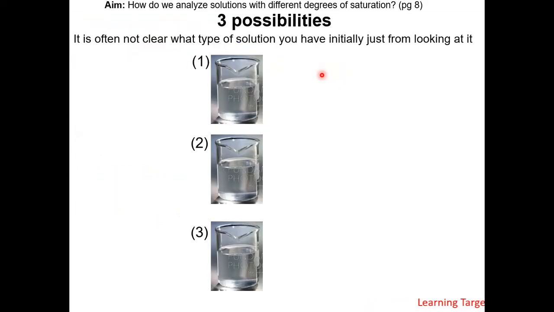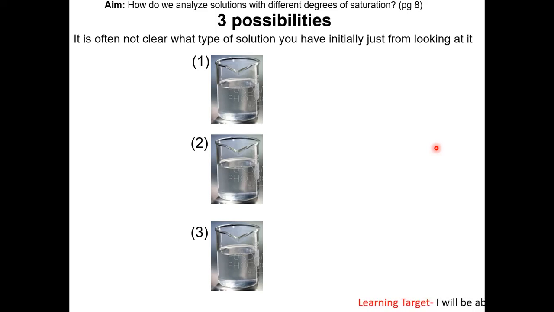Let's first analyze the motivation. It is often not clear what type of solution you have initially just from looking at it. Here you have three solutions that look the same, but each one has a different amount of solute dissolved. So how do you know which one has the most solute dissolved? Let's do a simple experiment in which we add the same amount of solute to each of these solutions.